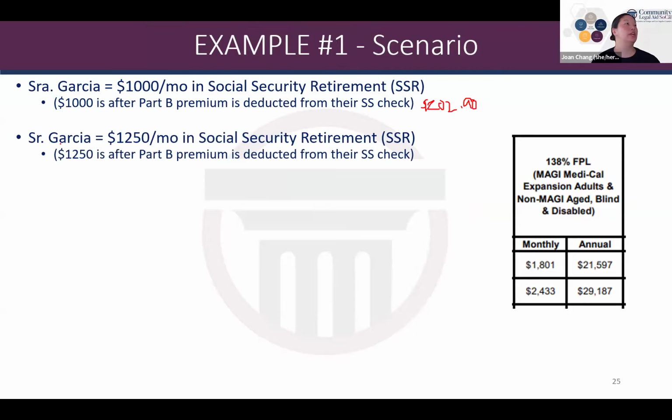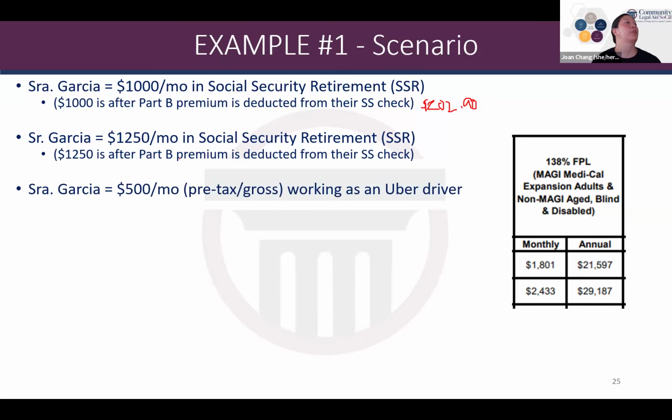She also is married, and her spouse, Senor Garcia, receives $1,250 per month in Social Security. On top of that, Senora Garcia is working part-time as an Uber driver, and she's earning about $500 per month. So this is a pretty real-life example. I probably have had a Senora Garcia several times in the last couple of years. In this scenario, both spouses are applying for Medi-Cal because both would like coverage, so we're going to look at eligibility for both Senor Garcia and Senora Garcia.